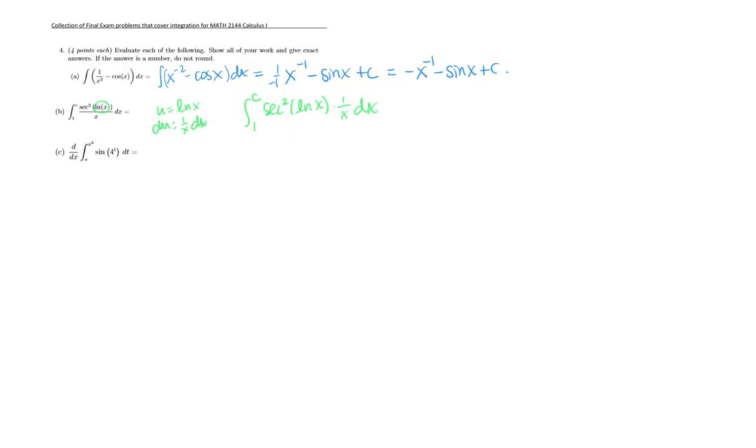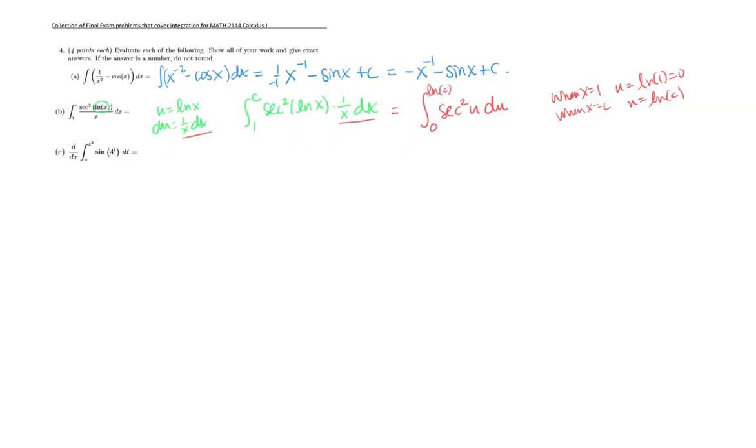And so I can see that this here is my du. So if I'm ready to do my substitution, I'll have the integral of secant squared u du. And the x values are going from 1 to c. So whenever x equals 1, u is going to be natural log of 1, which is 0. And when x equals c, u is going to be natural log of c. So this goes from 0 to the natural log of c.